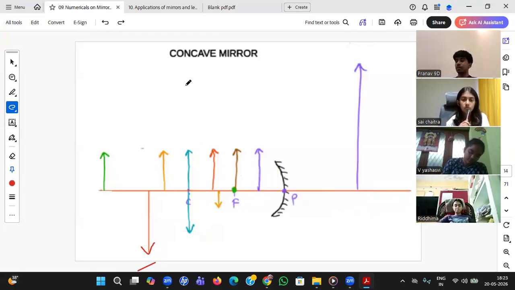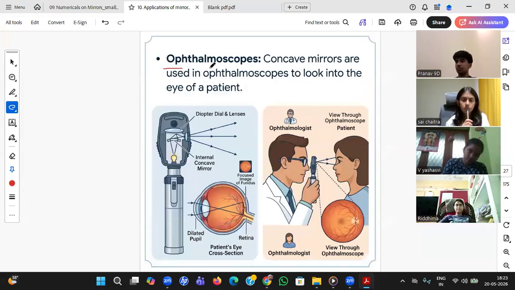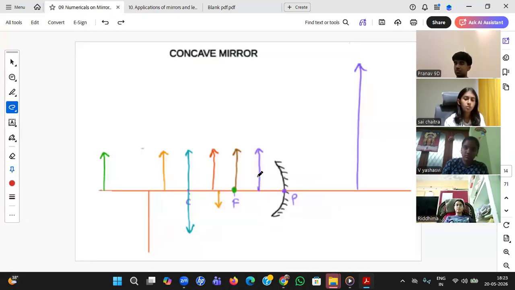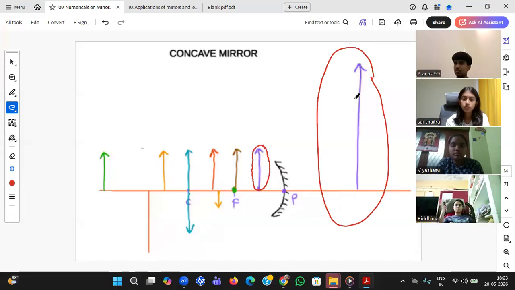Ophthalmoscopes. Okay, so nothing but the eye specialist, student, ophthalmologist. Obviously he needs to see deeper inside the retina. What are the particular problems, issues that are happening in your eye? Obviously, he needs to use some instrument. That instrument is known as ophthalmoscope, and you can see here is the mirror, concave mirror. Obviously, I'm sure that he might also be using case number 6. He wants to see this particular retina which is very near to the mirror, and he wants to see an enlarged and virtual image.